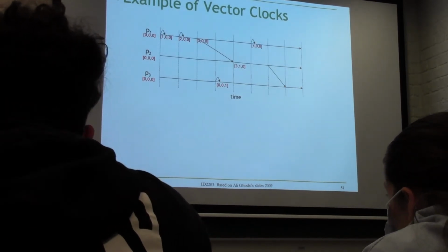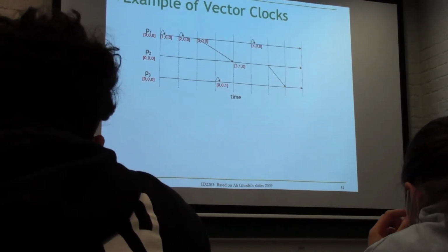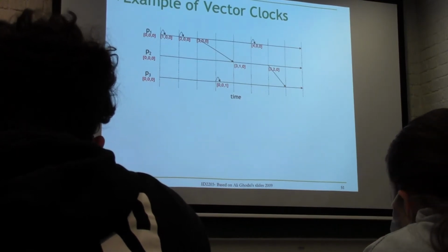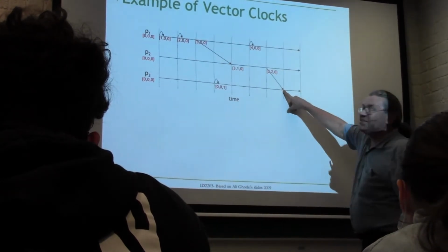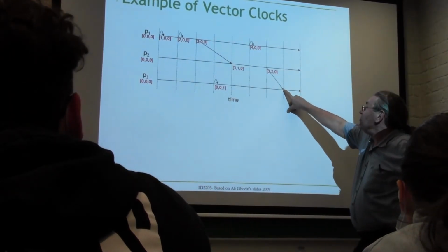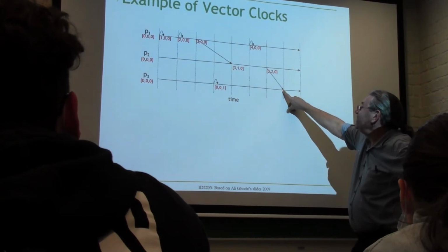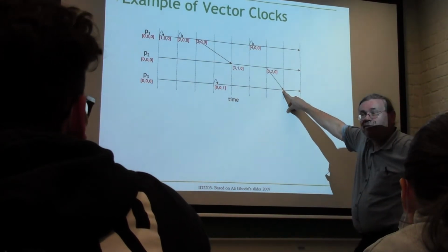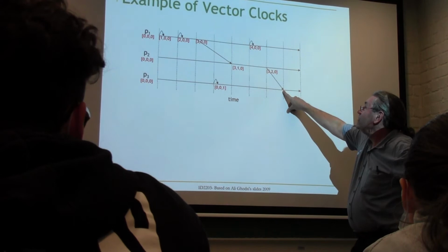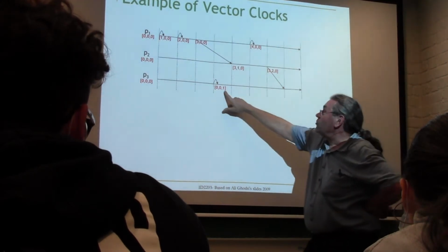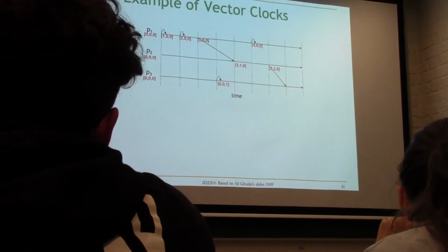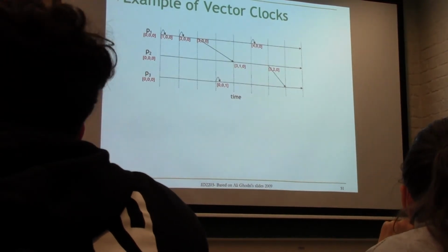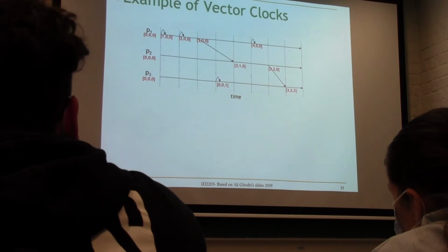So I go on. So this is 400. This one will be 320. And what's this one going to be now? You tell me. 322. 322. So I'm going to increment this one, and then I do the max. Because I have to count the delivery event too. So it's going to be 322.